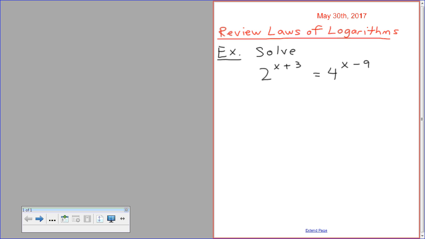There's two ways to do it. Let me give you the first way. That's the first step to always try. If you can make them the same base, it's called a change of base, so do it. So 4 is the same as 2 to the power what? 2. 2 to the power 2.